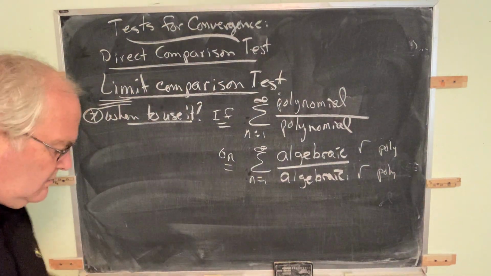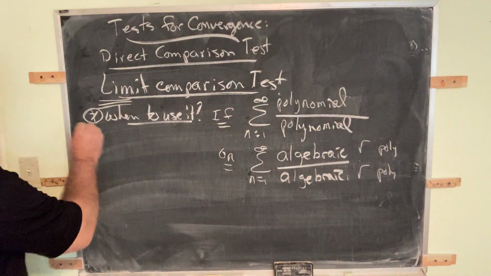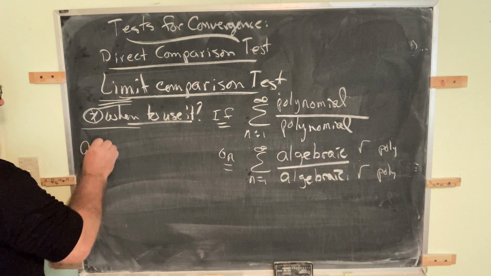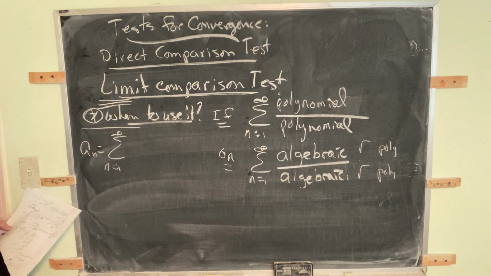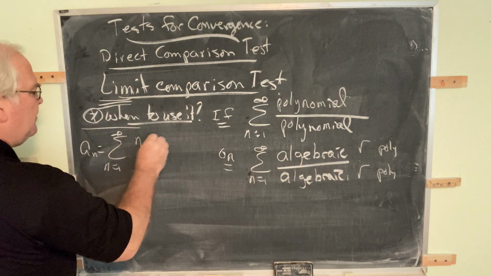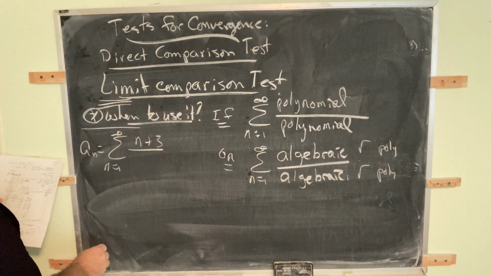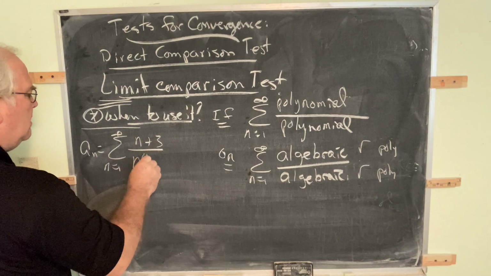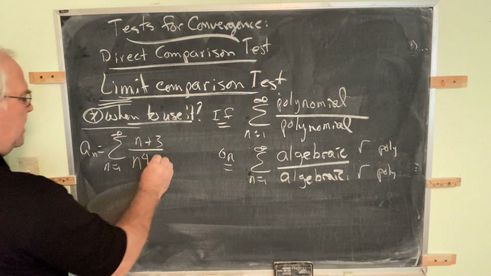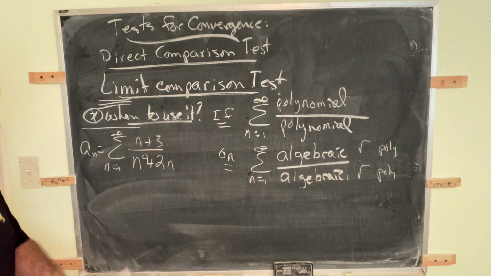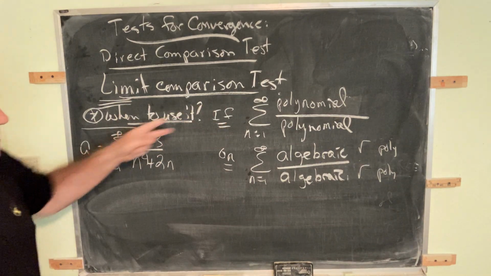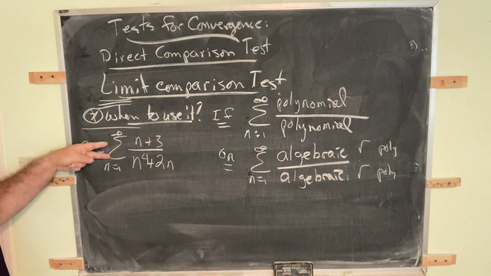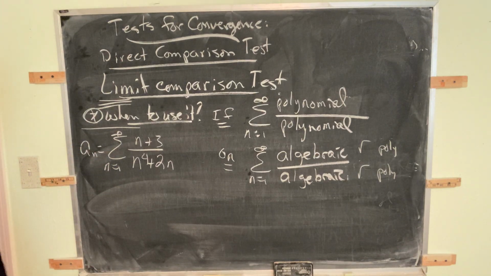So a specific case might be this. a_n is equal to the sum, n goes from 1 to infinity, of n plus 3 over, what do I have here? I have n to the 4th plus 2n. All right? So that's the series. It's a polynomial divided by a polynomial. There's a series, and we want to check to see, does this converge?